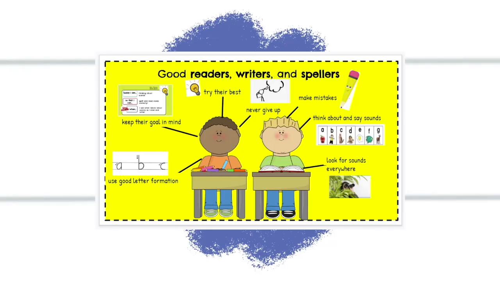Okay, here's one that I really want you to pay attention to because I mean it. Good readers, writers, and spellers make mistakes, friends. It's okay. Mistakes don't mean that you are not smart, okay? We get smarter from our mistakes if we make sure that we do our best, we don't give up, and if we make mistakes, we fix them, okay? But we definitely don't give up.